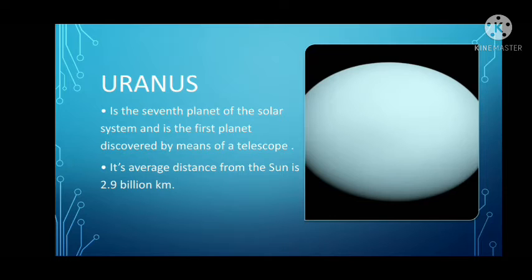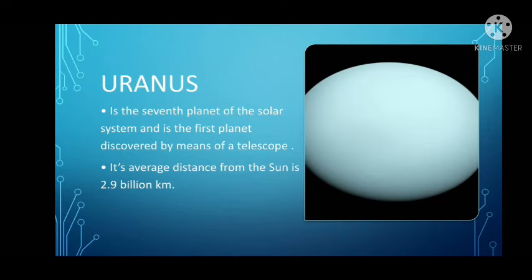Next is Uranus. Uranus is the seventh planet of the solar system and the first planet discovered by means of a telescope. Its average distance from the Sun is 2.9 billion kilometers. This planet is considered an ice giant because it is mostly made up of frozen water, methane, and ammonia. Its atmosphere is mostly hydrogen and helium. Its average surface temperatures can reach -215 degrees Celsius. Uranus is the only planet that rotates on its side.